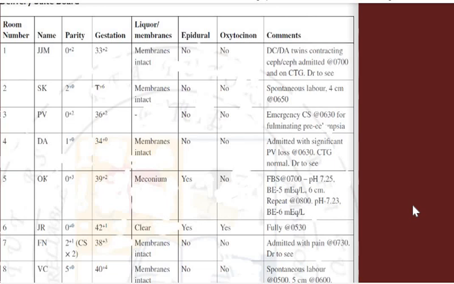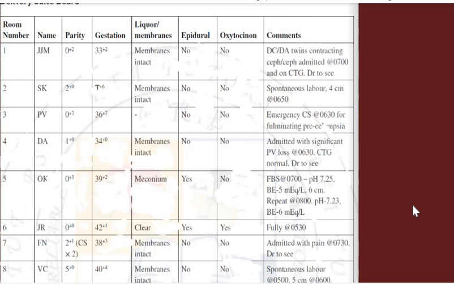Room number 1, patient JJM, para 0 plus 2, 33 plus 2 weeks, membrane intact, dichorionic diamniotic twins contracting, both CAF. So we'll ask briefly about the type of twins, presentations, previous obstetric history, any pain, since how long, and if pervaginal examination was done, what was the finding. We'll rule out UTI as well. CTG will be done. NICU availability will be confirmed as she's 33 plus 2 weeks, and a neonatologist will be involved.